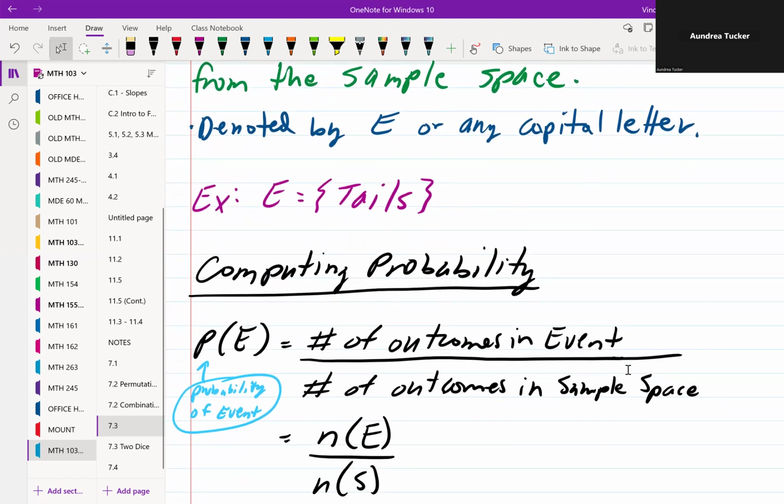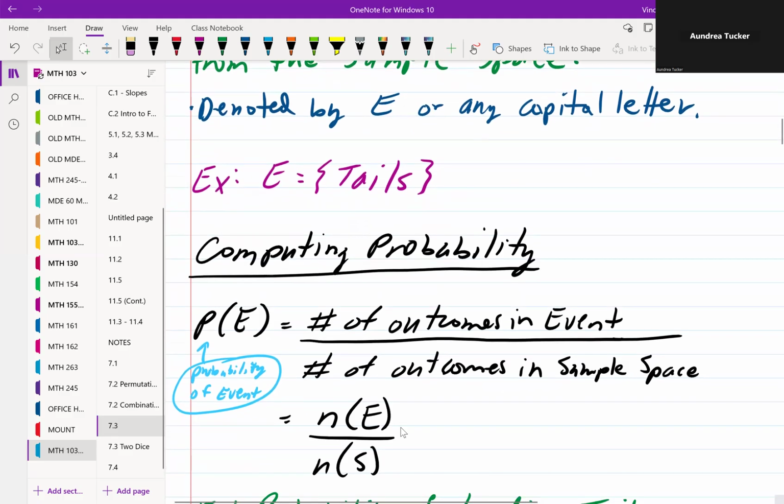All right, actually computing the probability. If I want to know the probability of an event, we normally notate that with P, parentheses, whatever label we called that event. In this case, let's say we said E. So the probability of event E occurring. We take the number of outcomes in your event and place it over the number of outcomes in the sample space. So in parentheses, E represents the number of outcomes in the event, and in parentheses, S represents the number of outcomes in your sample space.